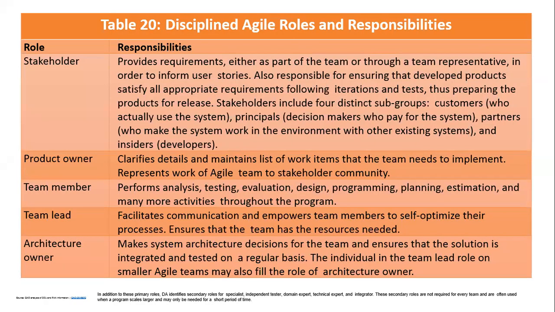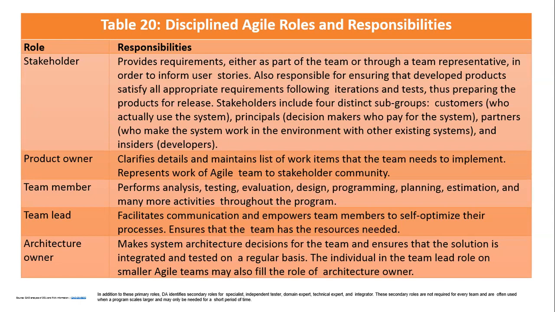Let's take a look at some of the roles and responsibilities. In Table 20 of Disciplined Agile, we have stakeholder, product owner, team member, team lead, architecture owner. Stakeholder provides requirements either as part of the team or through a team representative in order to inform user stories. Does that sound familiar? The narrative of someone you would expect to be the PO, but no, we have the PO separately here. So it reads, stakeholders include 4 distinct subgroups: customers who actually use the system, principals, decision makers who pay for the system, partners who make the system work in the environment with other existing systems, and inside developers. And then we have the product owner, separate.